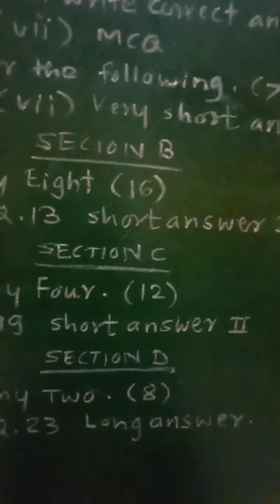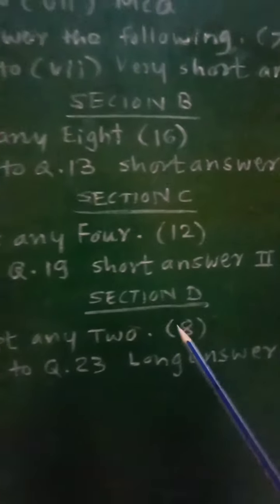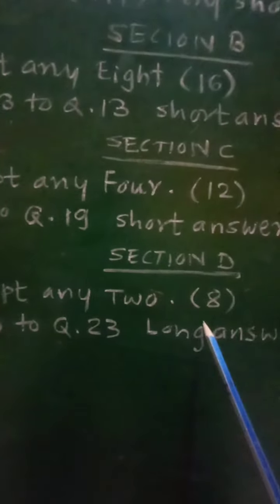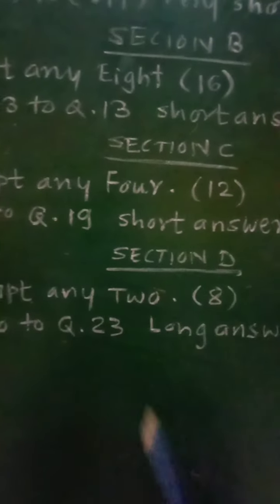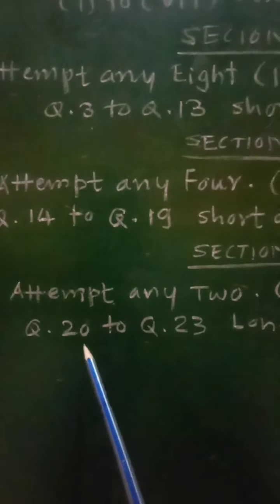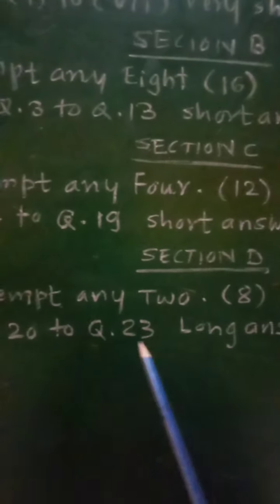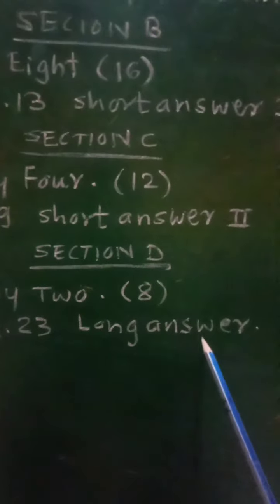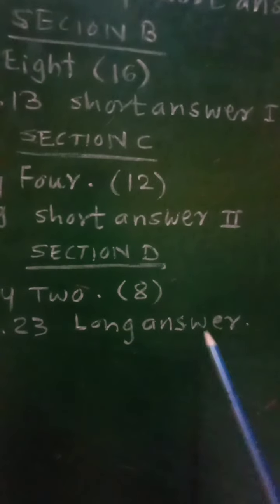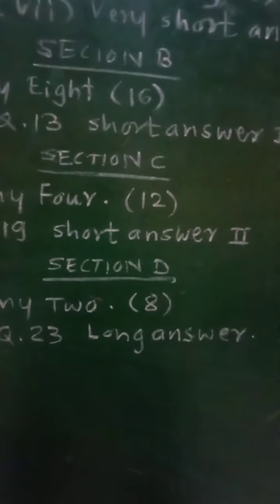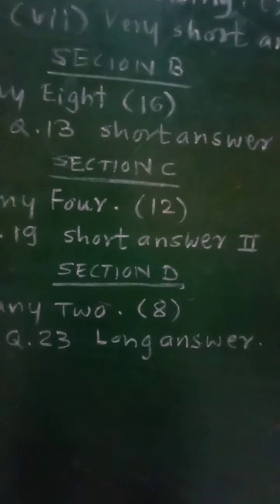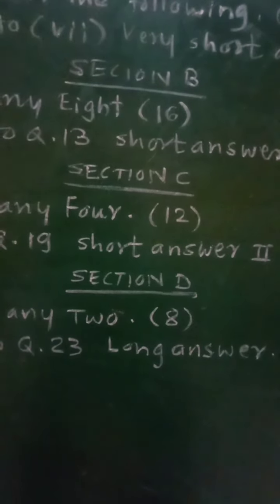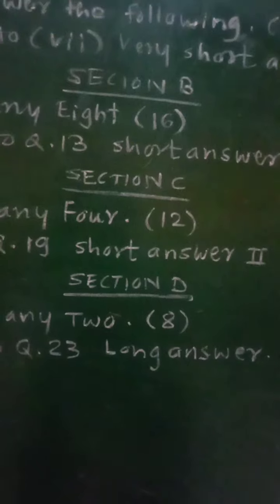Then section D will be attempt any 2, and it will carry 8 marks. In this, question number 20 to question number 23 will be there, which will be long answer type questions. So in this way, for the terminal examination or the first semester examination, in all there will be 23 questions, and they will be classified into 4 sections.